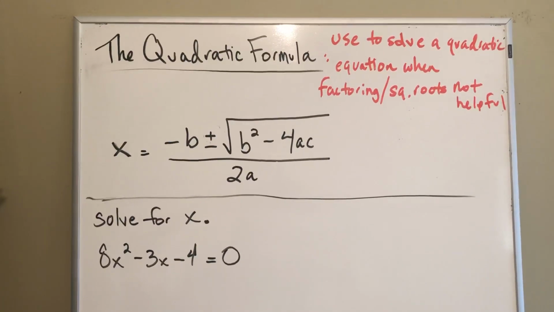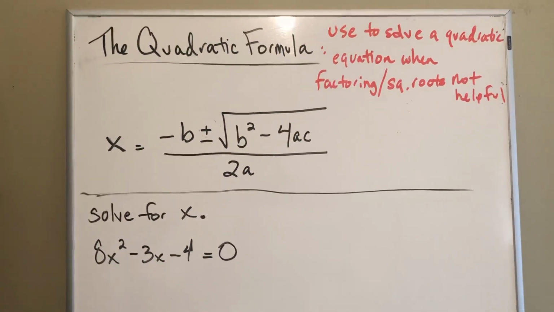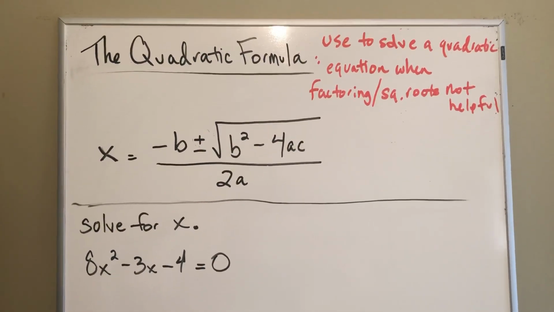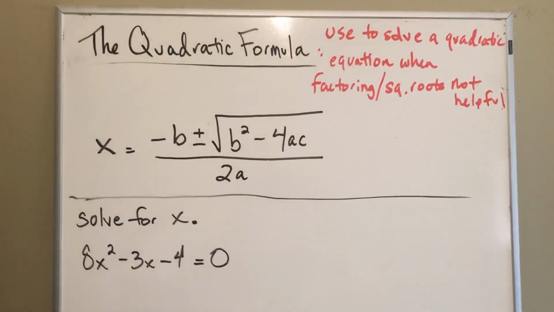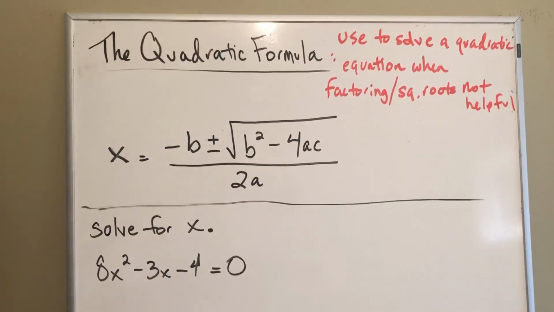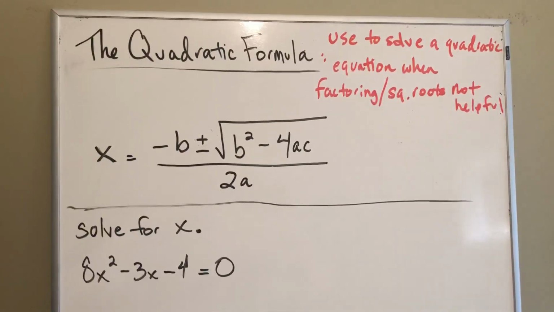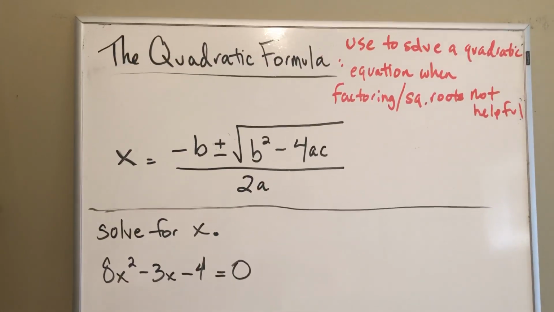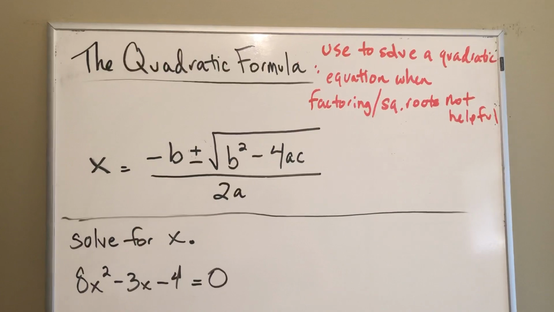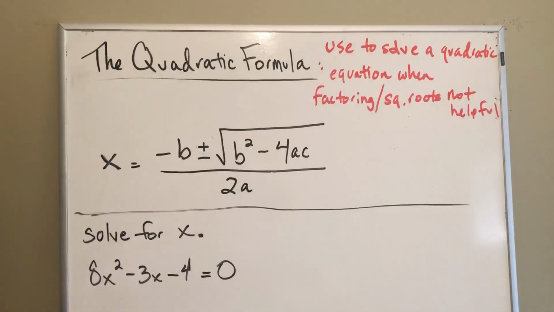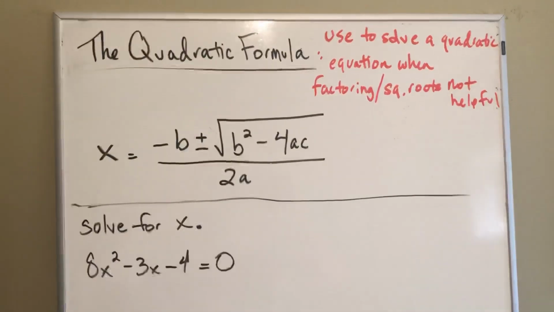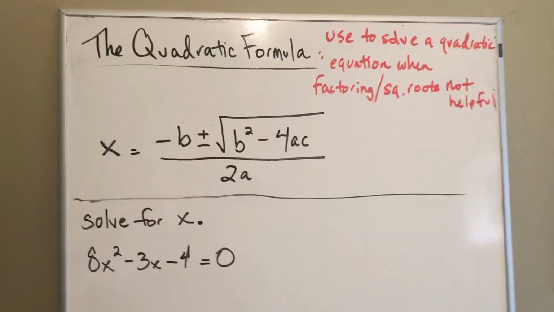So x equals negative b plus or minus. Plus minus, that means that you're going to have two answers to many of these quadratic equations. Plus or minus the square root of b squared minus 4ac, and that whole numerator is over a denominator of 2 times a, 2a. So where are we getting a, b, and c from? Well, let's go into that process below. So we're going to solve for x.